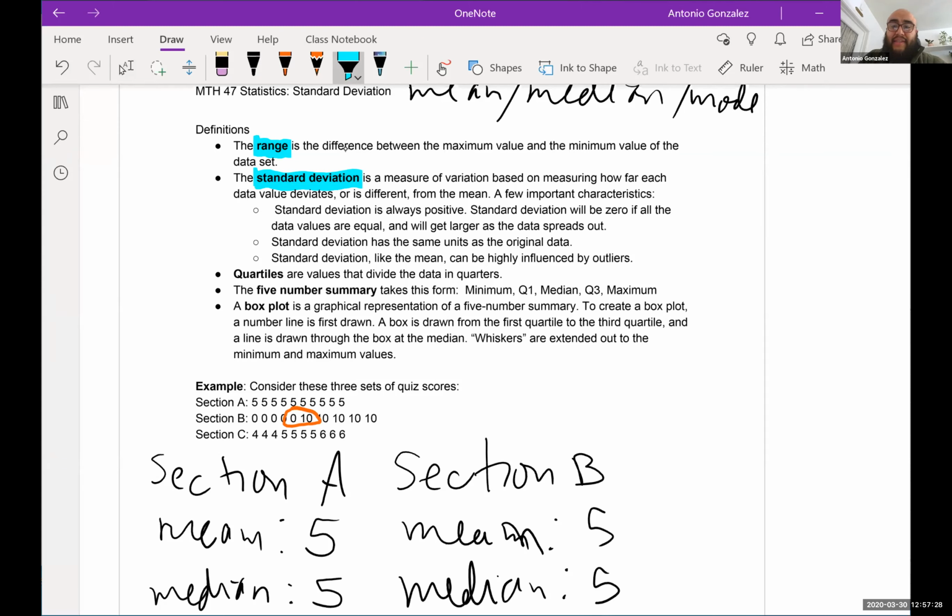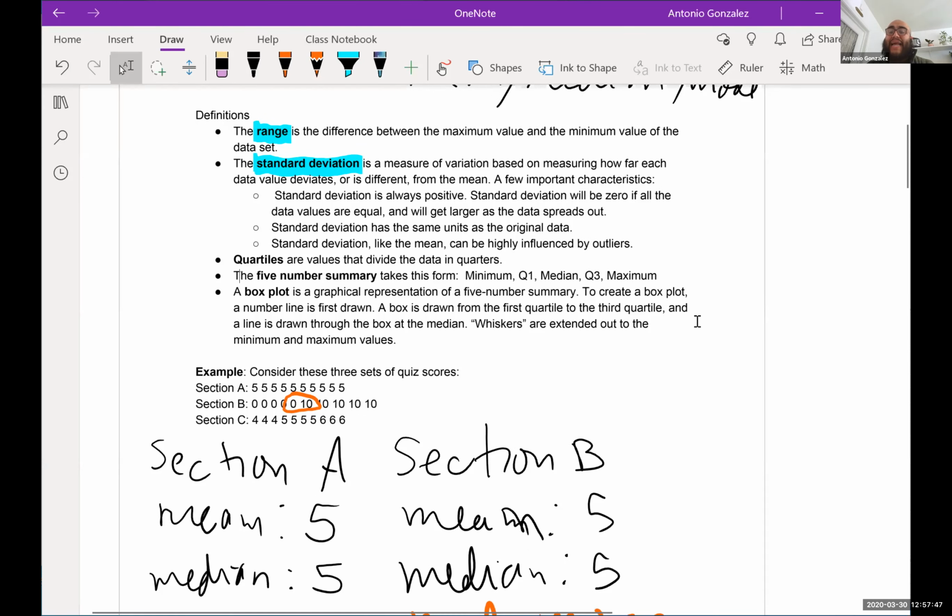Okay, so the standard deviation is a measure of variation based on measuring how far each data value deviates or is different from the mean, right? If we think of our mean as kind of the center of our data, we want to figure out how far spread out it is. Is there a lot of spread? That would correspond to a higher standard deviation. Are they all bunched up in the middle?